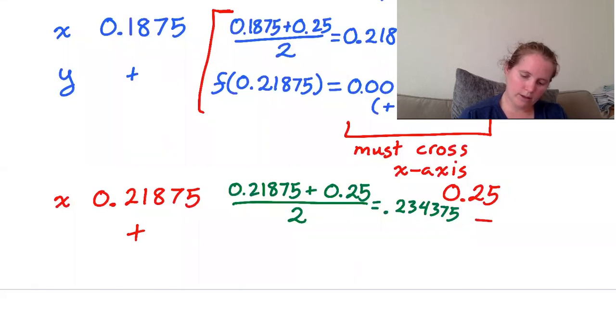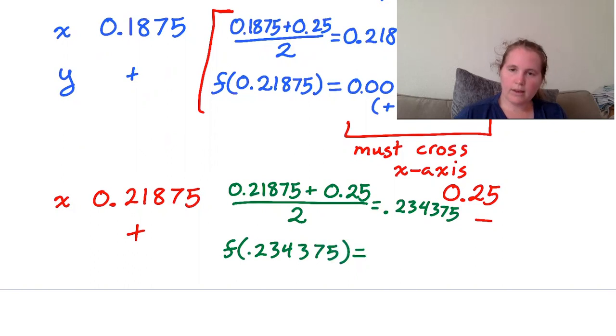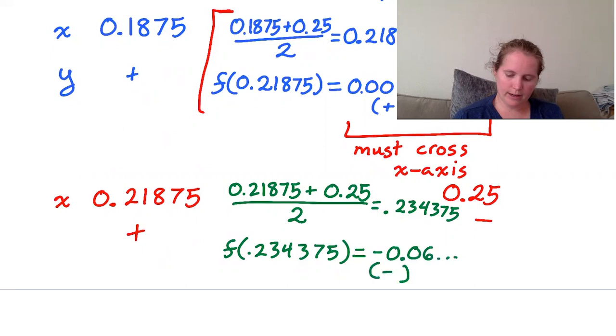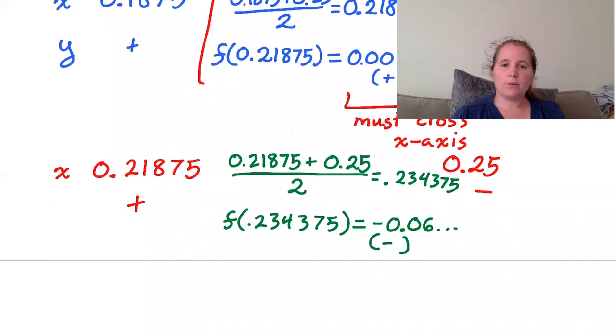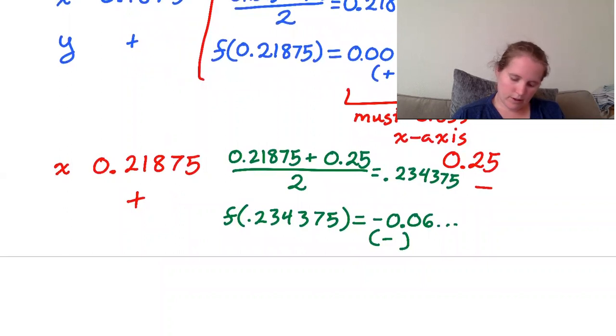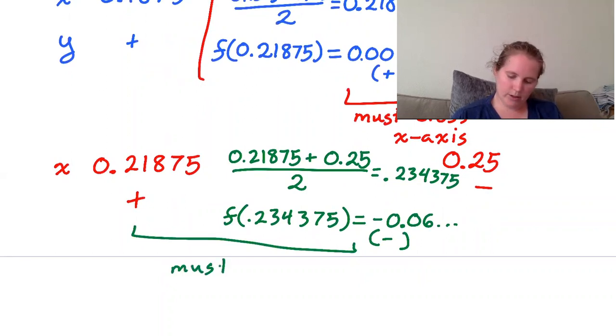If we take that y value, so our previous ones, we were positive and then negative. If we find the y value at this value, we have f of 0.234375. And we wind up getting negative 0.06 something. So we wound up with a negative. So this time around, we have switched somewhere between our beginning and middle value. So we must cross the x-axis somewhere in here, between 0.21875 and 0.234375.